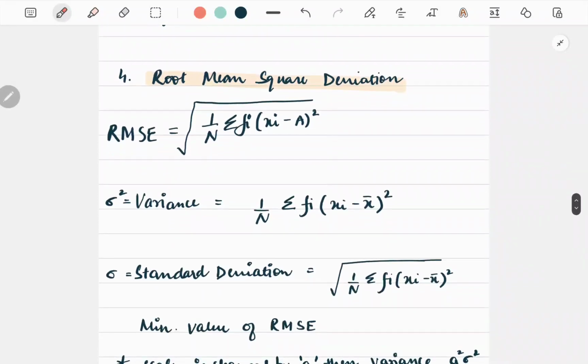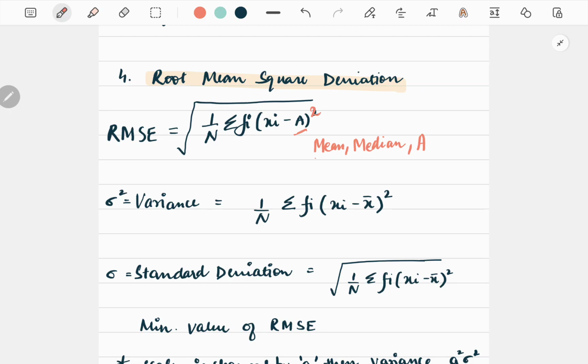Now let's talk about root mean square deviation. Root mean square deviation is calculated as the square root of mean square deviation, which is calculated as 1 upon n summation of fi into (xi minus A) to the power of 2. Now here again, A can be any point. It can be mean, median, or any point which is considered as a central point A.